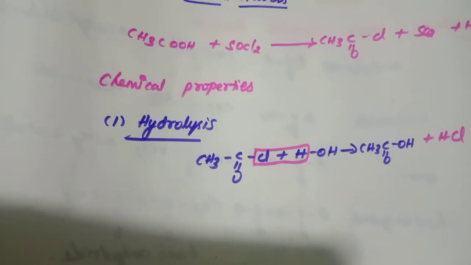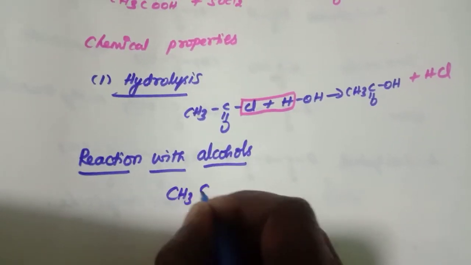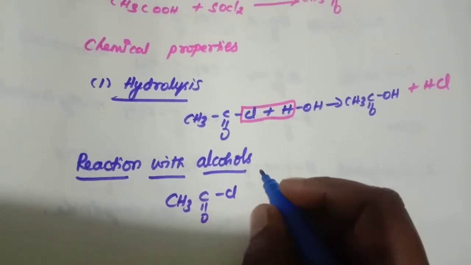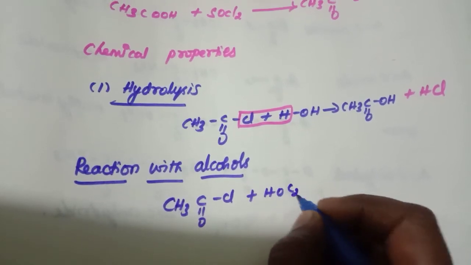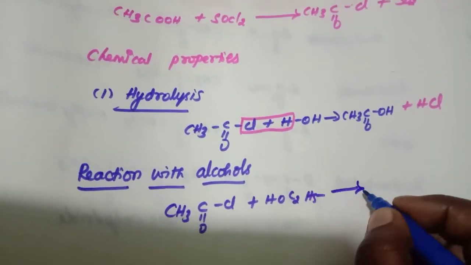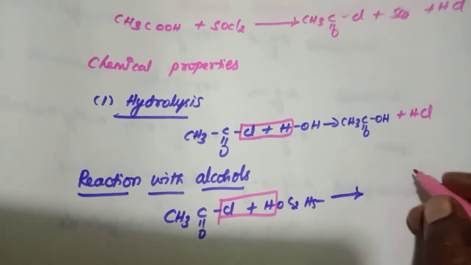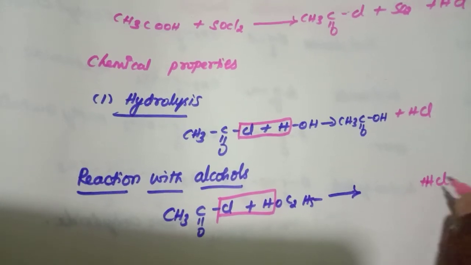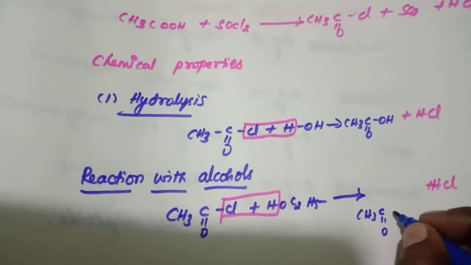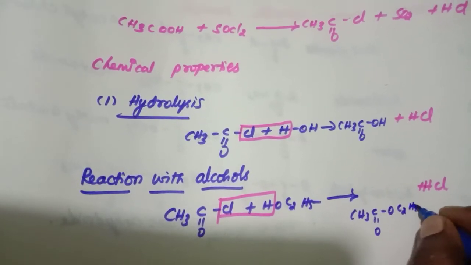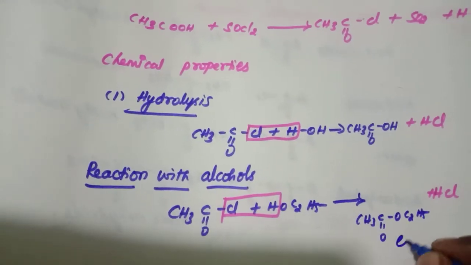Second one is reaction with the alcohols. When acetyl chloride, CH3C=O Cl, reacts with ethyl alcohol, that is HOC2H5, it gives ethyl ethanoate, and this is removed as the HCl, and we will be getting CH3C=O OC2H5. So there is a formation of ester. This is an ester.